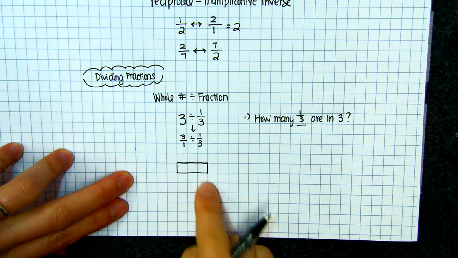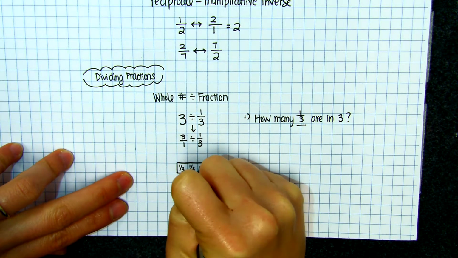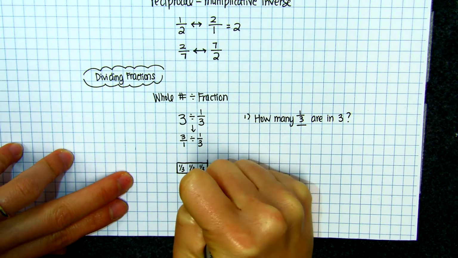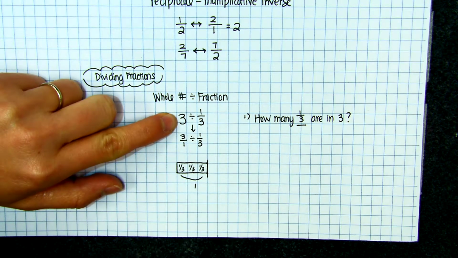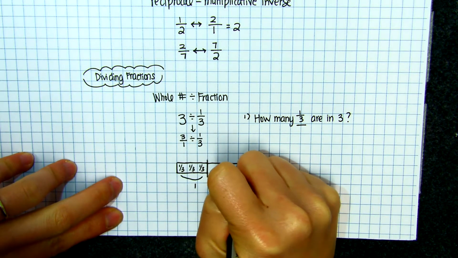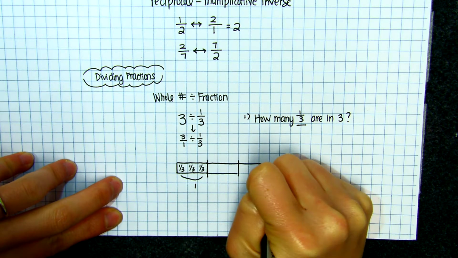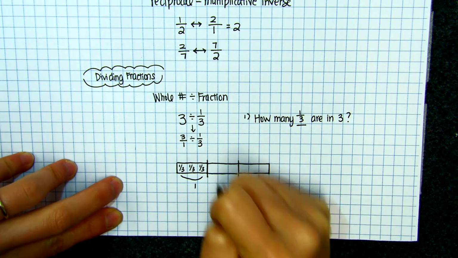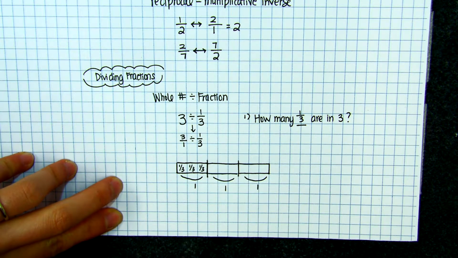So this is 1 whole, because 1/3 plus 1/3 plus 1/3 equals 1 whole, okay? But I want to draw 3, because that's how many I have. So 1/3, 1/3, 1/3, that's 2. 1/3, 1/3, 1/3, that's 3, okay? 1, 1, 1. So the question is saying, how many 1/3 are in 3?